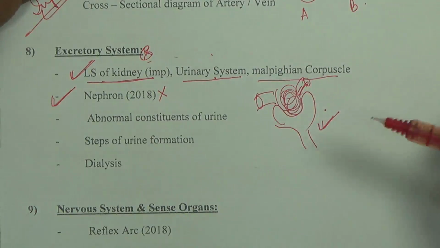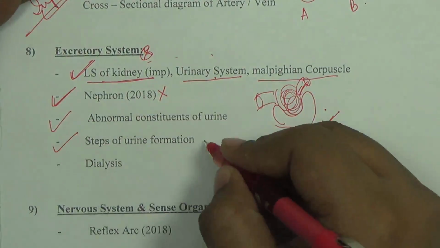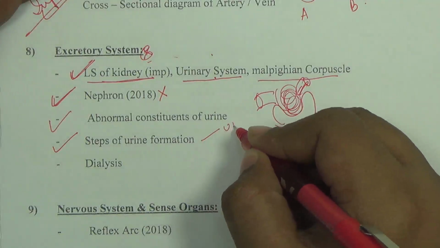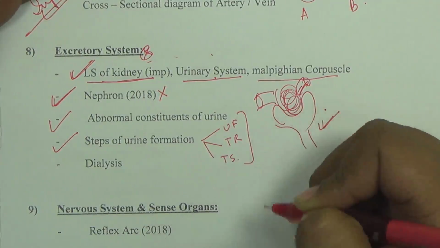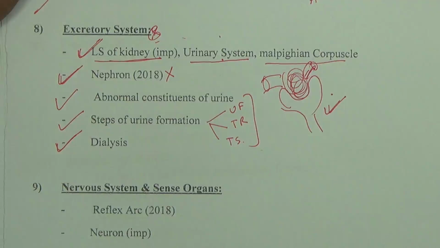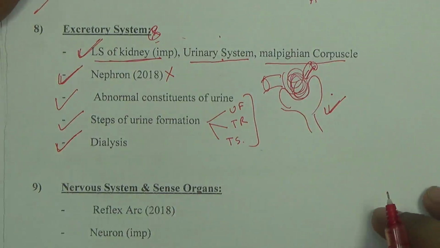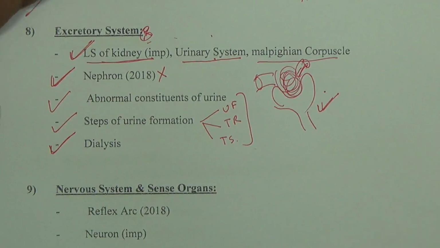So please practice it. Next, we have abnormal constituents of urine, steps of urine formation. We know it's ultrafiltration, tubular reabsorption and tubular secretion. So these 3 steps, please see it. And lastly, what happens when the kidney fails, that is dialysis, what is it and all, please see it. Excretory system. So that is all about excretory system.